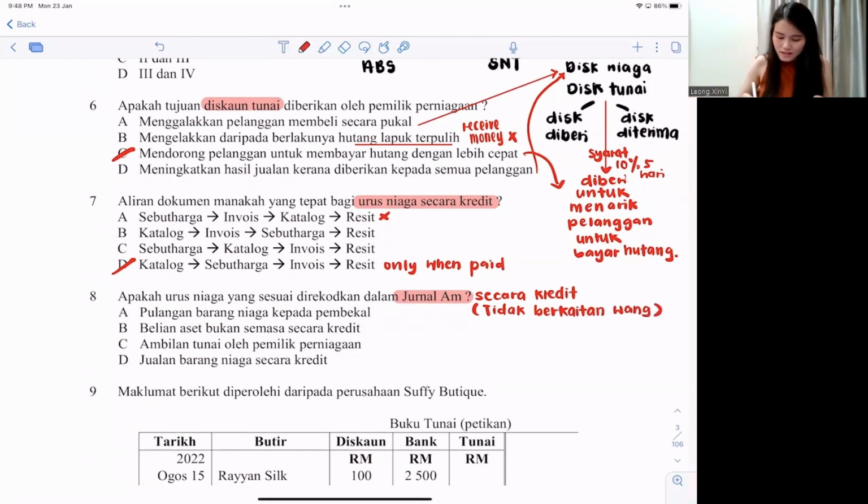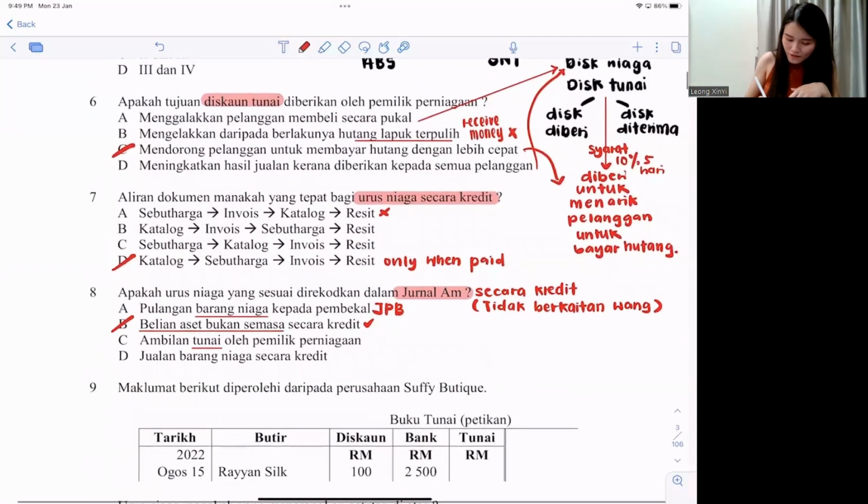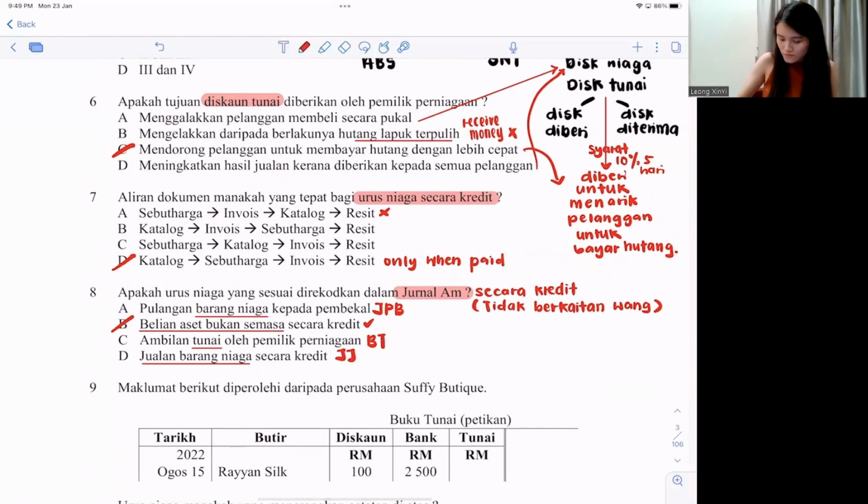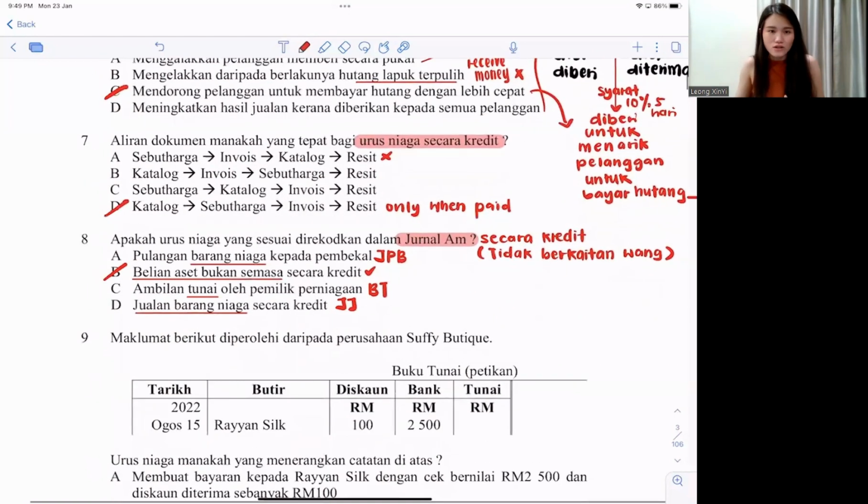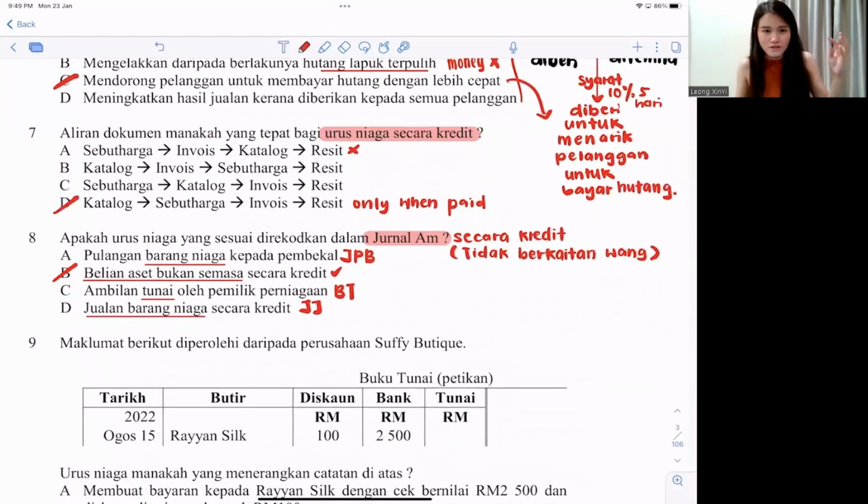So pulangan barang niaga kepada pembekal, no, because pulangan barang niaga is supposed to be JPB. Is that okay? Now, B, belian aset bukan semasa secara kredit. Yes, because what you are buying is not barang niaga. So you put inside journal arm. So that's the correct answer. Now for C, why cannot? Because ambilan tunai. Okay. And D, why cannot? Because jualan of barang niaga. This one is supposed to be J. So ambilan tunai is for BT, guys. So these are the urus niaga that you put into those journals.